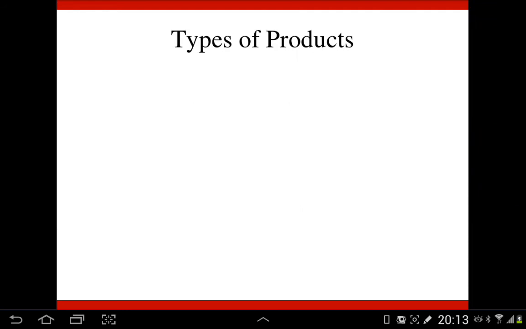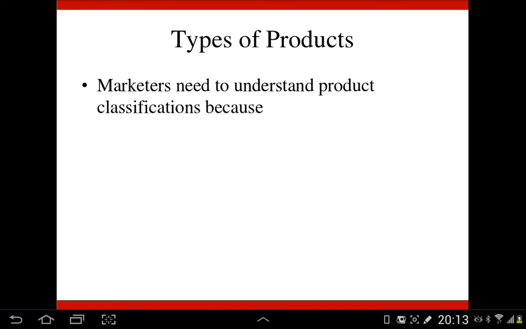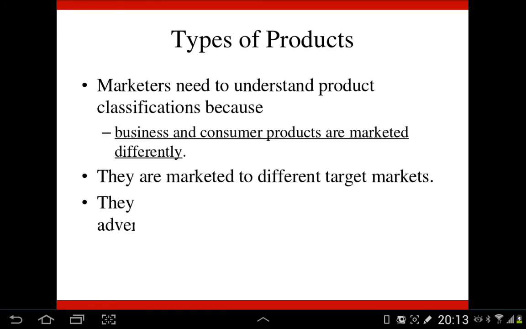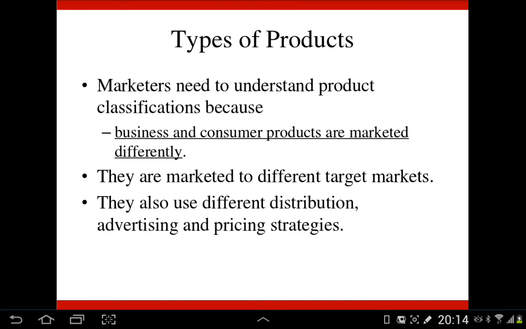Okay, so I'd like to do a quick explanation on the different types of products that you get. So there are different types of products, and you need to know what they are because, as you can see over here at the bottom, they all use different types of distribution, advertising, and pricing strategies.